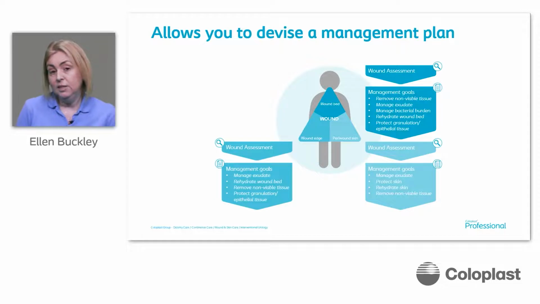If you've identified that there are some signs of infection, the bacterial burden is something that we're going to need to manage. And again, on the wound edge, if there are high levels of exudate, then that's going to put that wound edge at risk of maceration, which is not what we want to happen, because that will, again, delay that wound healing process. So management of that exudate would be incorporated into our management plan for the patient. And for the periwound skin, for example, if you've identified that it's dry skin, then an emollient might be something that you would incorporate into that patient's wound management plan.